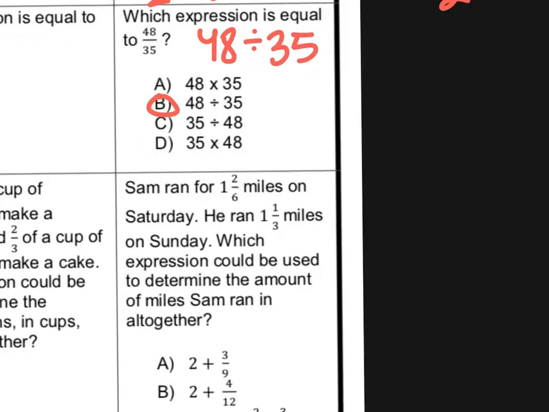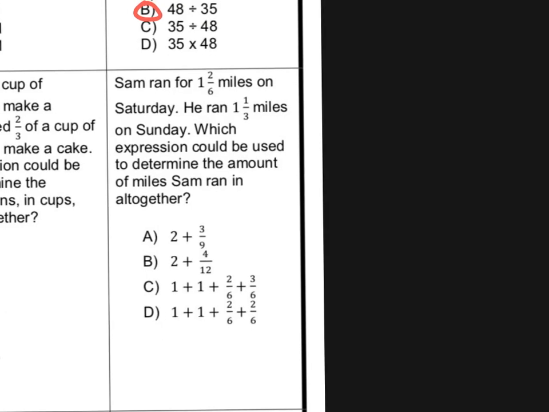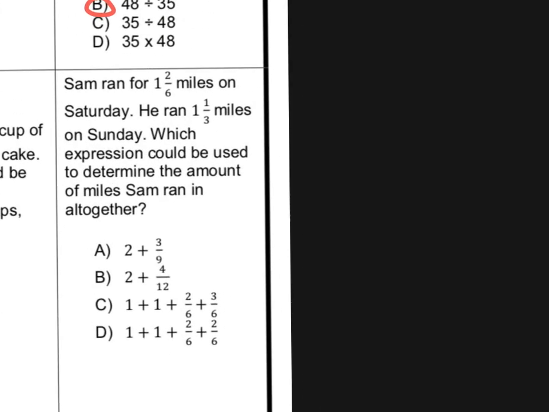For the next one, Sam ran for 1 2/6 miles on Saturday. He ran 1 1/3 miles on Sunday. Which expression could be used to determine the amount of miles Sam ran altogether? So altogether means we're going to add. So it'll be 1 2/6 plus 1 1/3.